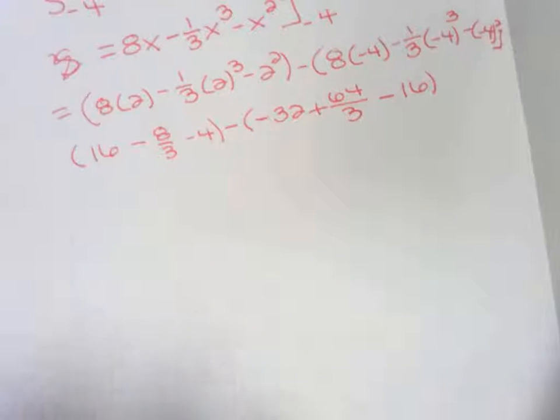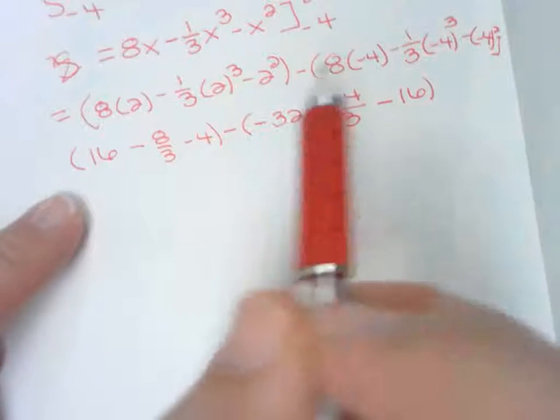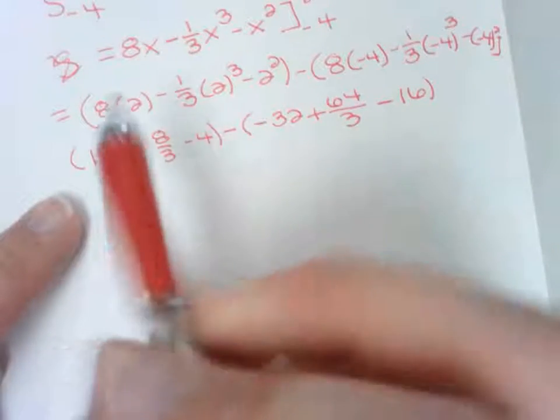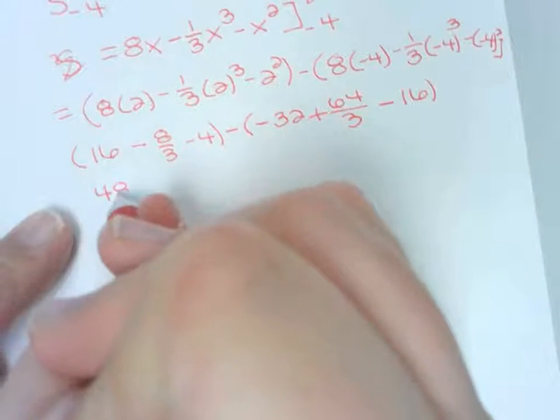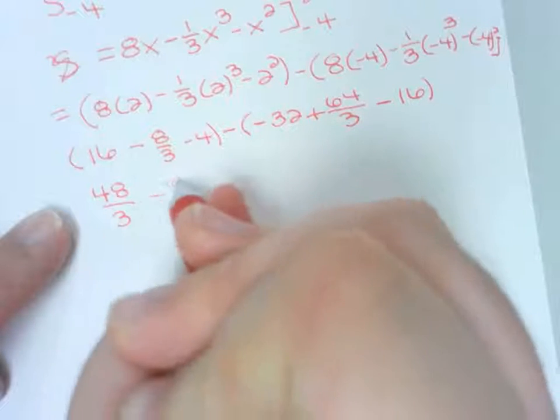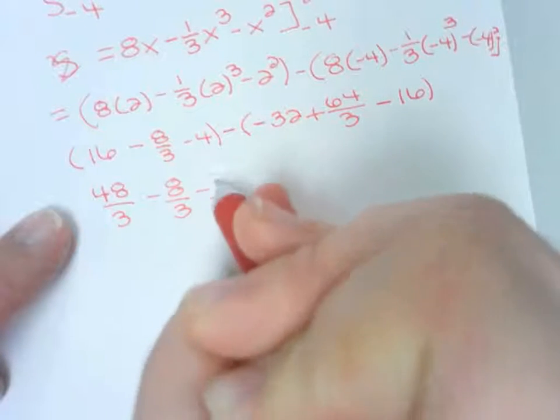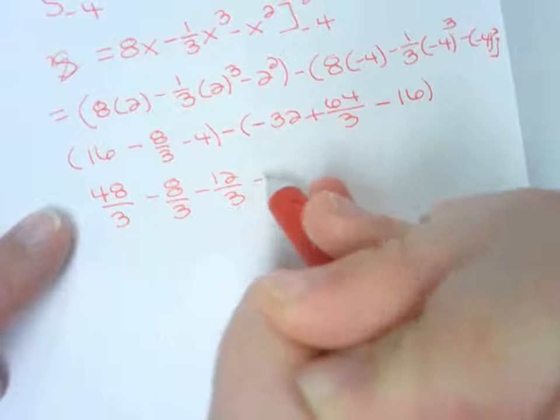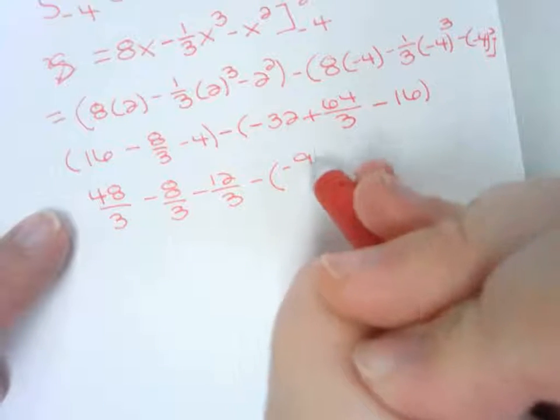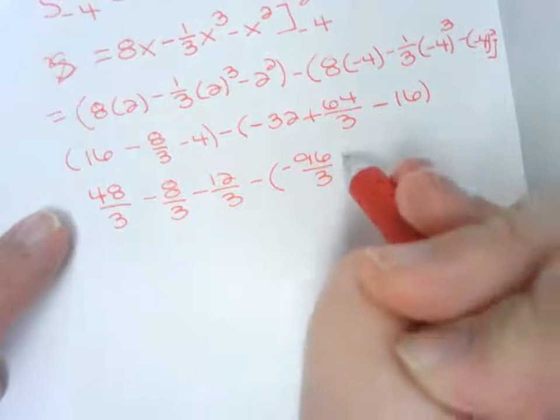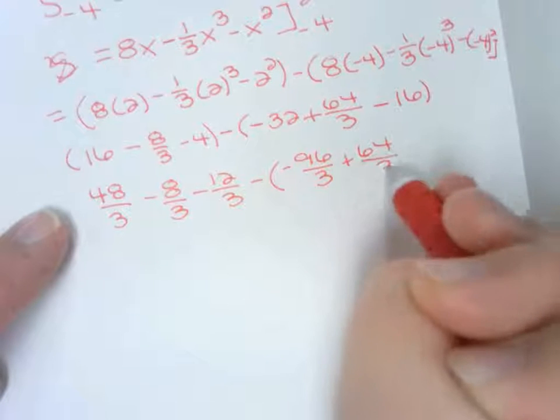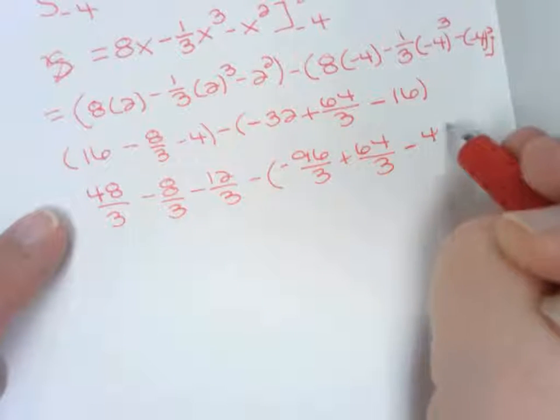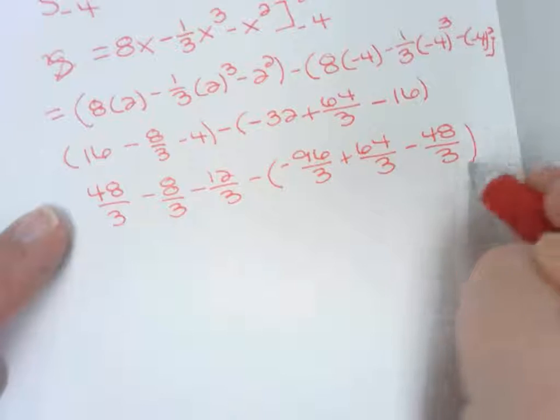This looks fun. Let's see. So we're going to have thirds. So 48 thirds minus 8 thirds minus 12 thirds minus -96 thirds plus 64 thirds minus 48 thirds. I just get all common denominator of 3.